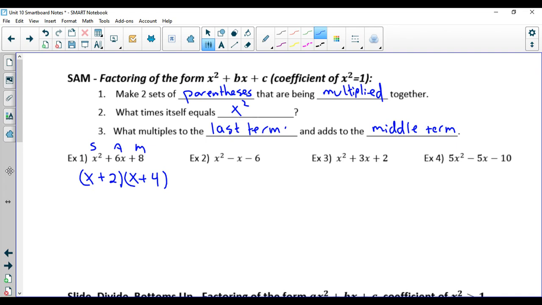For example 2, again, you look for a GCF first. There is no GCF. We have three terms with a 1 in front, so we are going to write our SAM. And we're saying x times x gives us x squared. And now we're saying what multiplies to negative 6 and adds to negative 1.